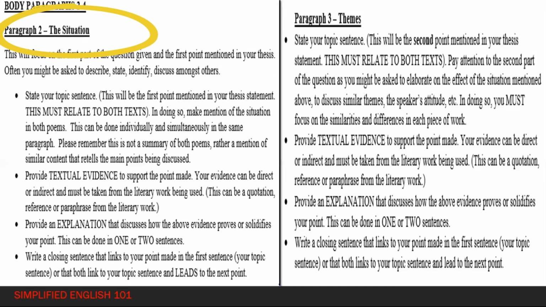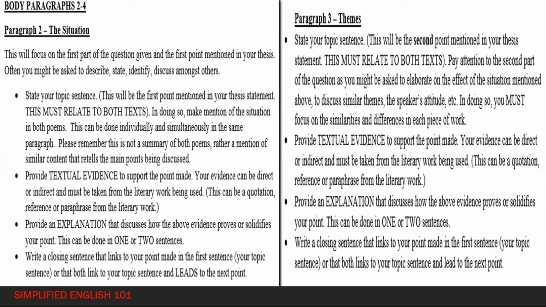Always remember, if you say that you wanted to identify the literary devices first in your thesis, your first body paragraph must reflect that. So the first thing you want to do is to state your topic sentence. Now, this is going to be the first point mentioned in your thesis statement. In doing so, make mention of the situation in both poems. This can be done individually or simultaneously. And of course, it must be done in the same paragraph if you're using this outline.